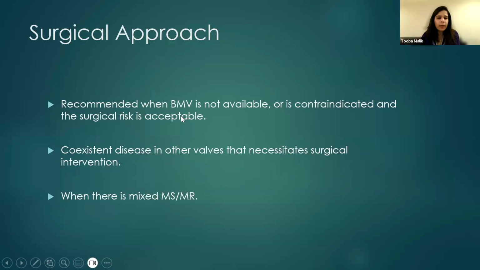Surgical approach again recommended when obviously your balloon valvuloplasty is not available or is contraindicated and the surgical risk is acceptable. Also with coexisting disease in other valves that necessitate surgical intervention. So, for instance, young patient with mitral valve stenosis, aortic valve regurgitation, aortic valve stenosis due to a bicuspid aortic valve, and you want to do a dual valve replacement, you can do a surgical approach, or when you have mixed mitral valve disease.